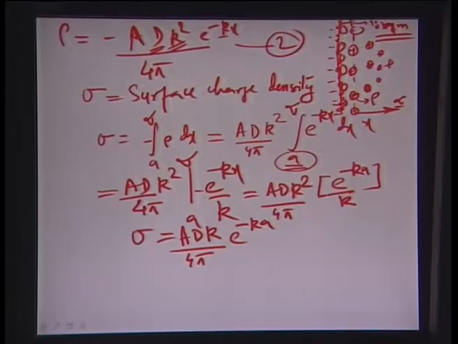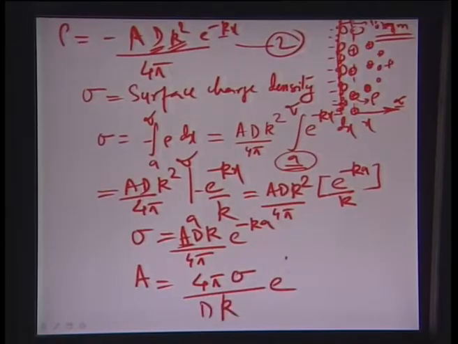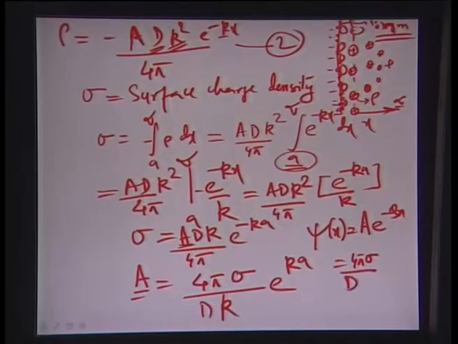That is what this is, and from that we can estimate, by looking at the surface charge density sigma, the value of A and the coefficient in the solution of the Poisson's equation. So A here would be represented as 4 pi sigma divided by D k and e to the power of k a. That is how A can be represented, and essentially the potential function phi of x, which is also A e to the power of minus k x, becomes 4 pi sigma by D k.